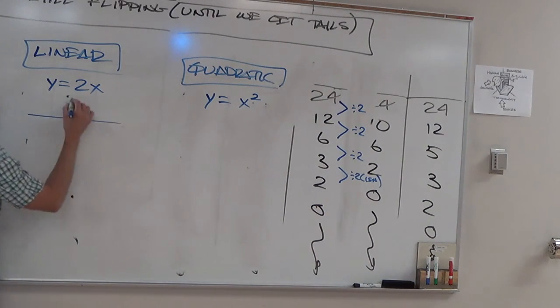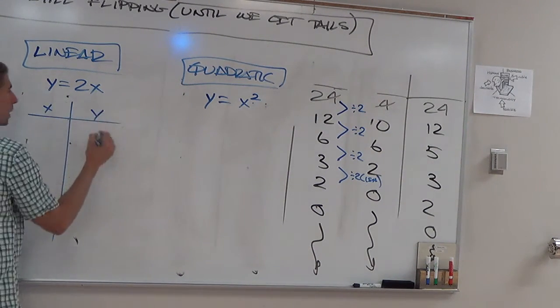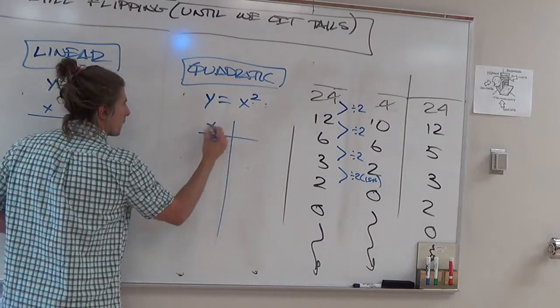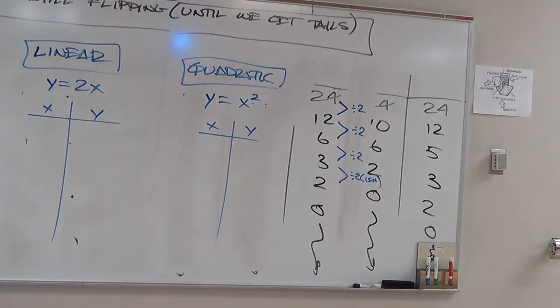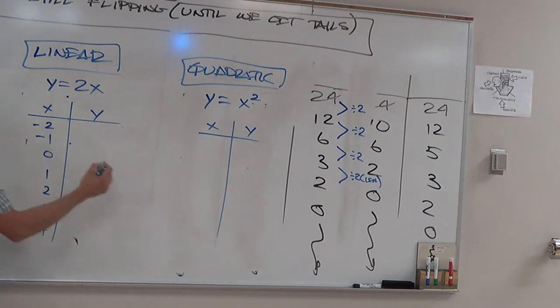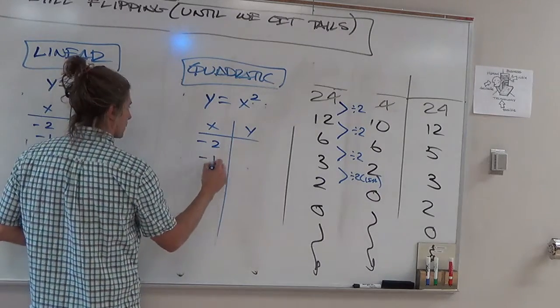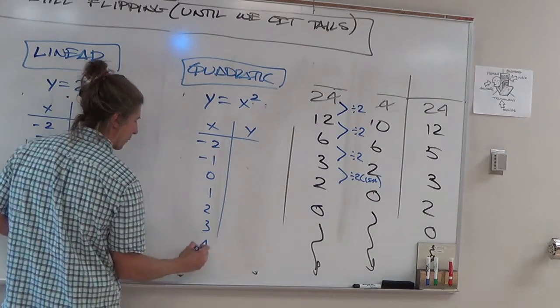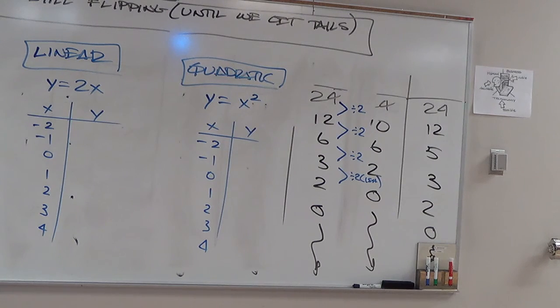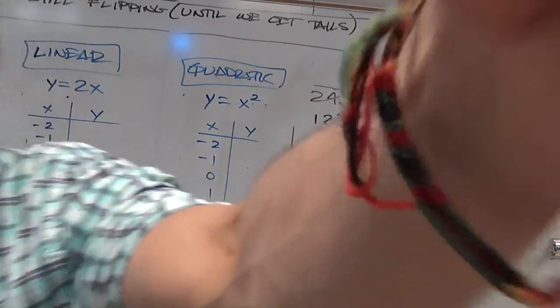Take a little t-table here. X and y. And let's just start at like -2, -1, 0, 1, 2, 3, 4. Do it for both of them. Fill out those y values for both of those models. Turn this off momentarily.